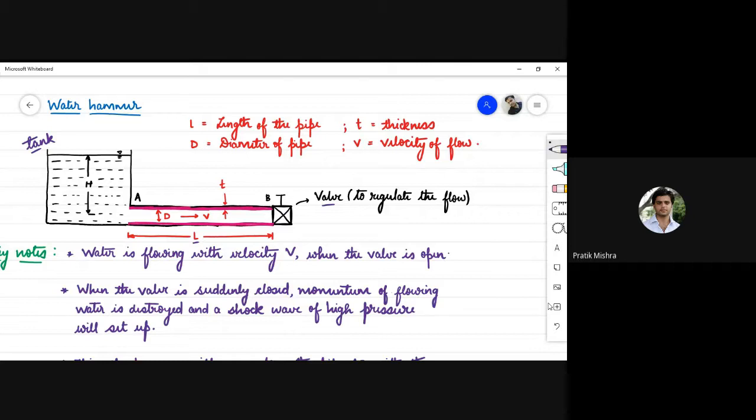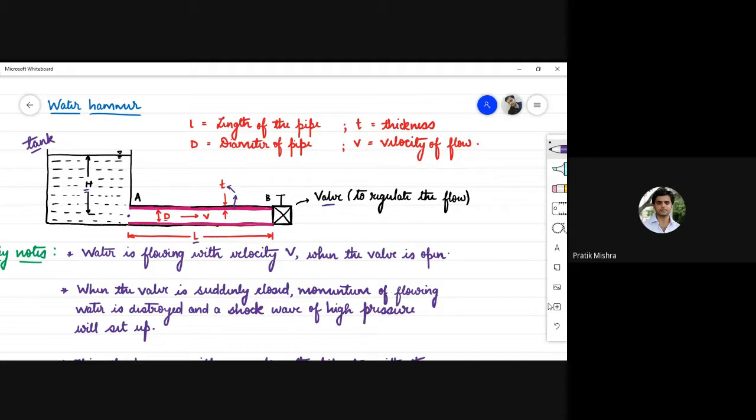Also, the diameter of this pipe is capital D, and the velocity of fluid flowing through this pipe is V. The head of water available at the entry of the pipe is capital H, and this pink color that you can see is the thickness of the pipe, whose value is small t. Okay, so is the arrangement clear to you?